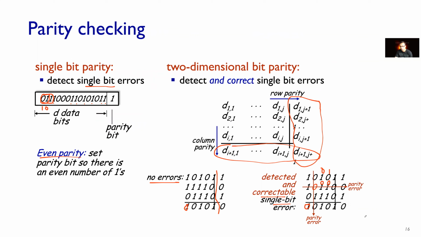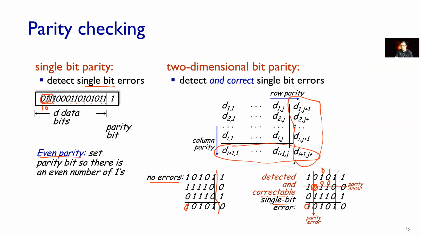So if you look at this example, this bit has been flipped, right? This 1 got flipped to a 0. So here the row parity will tell us that there was an error. The column parity will tell us where there was an error, and you can go to the intersection of these two and precisely say, yes, this bit was an error. So I can go and correct this back to 1, right?